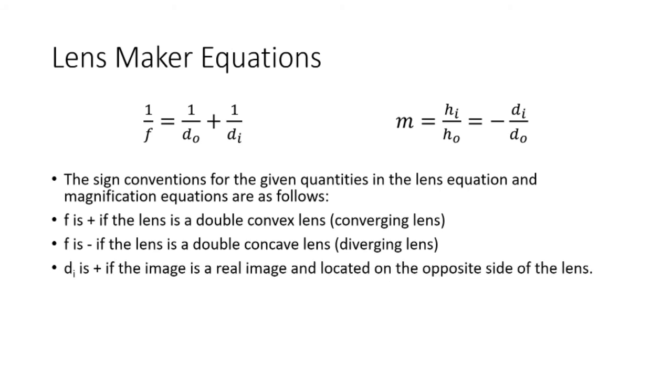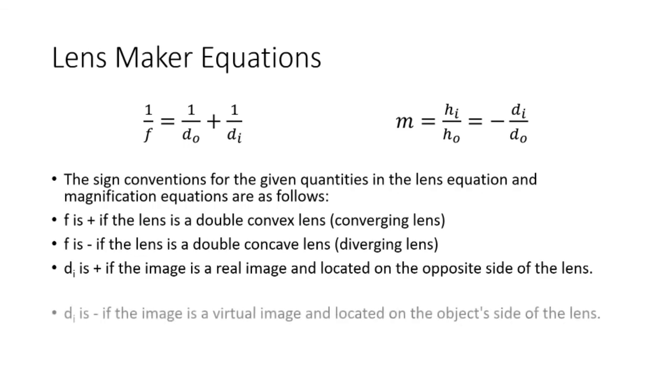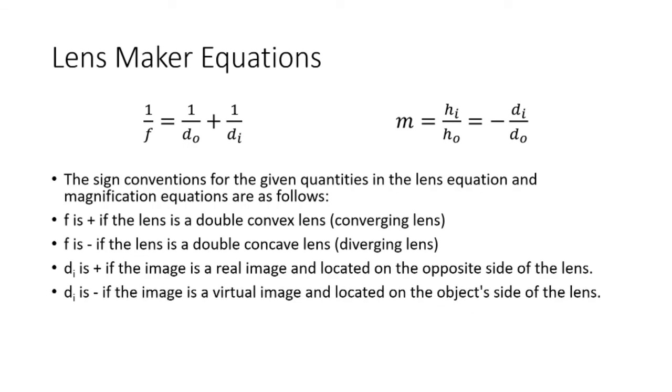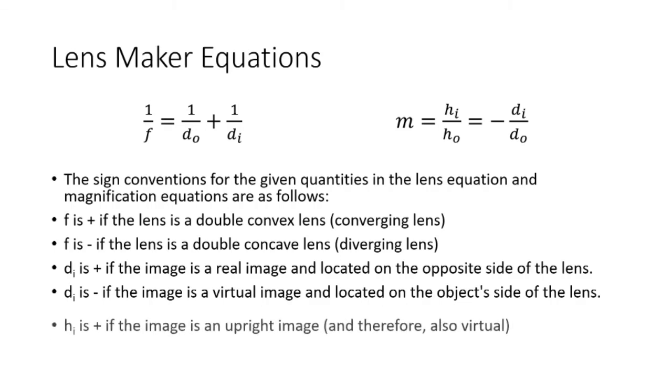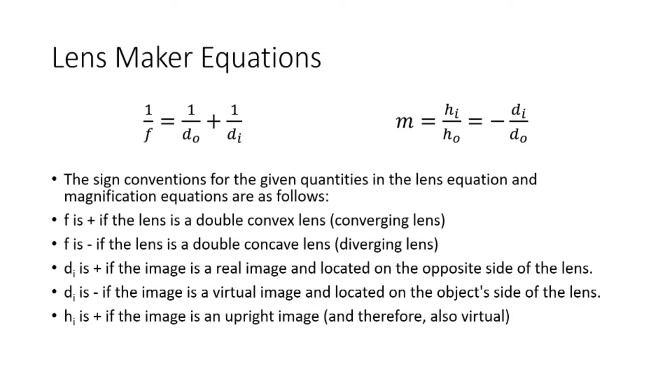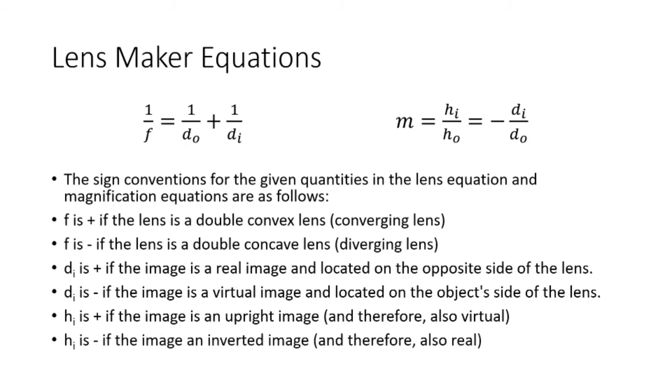The image distance is positive if it's real, again, except now with lenses, real images are located on the opposite side. Image distance is negative if the image is virtual, once again. Image height is positive if the image is an upright image or virtual. Image height is negative if the image is inverted or if it's real.